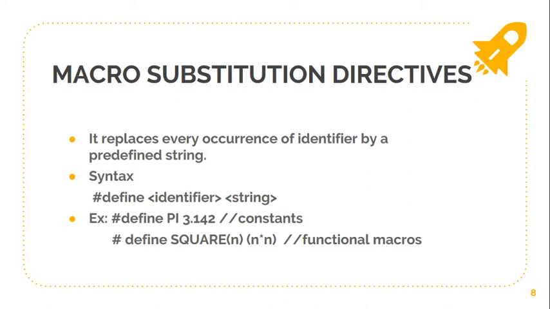In the same way I can define it in another way. Small inline functions can also be defined. Hash define square of n. What is the logic of it? n into n. This type is called functional macros.